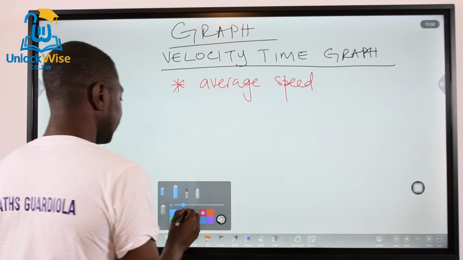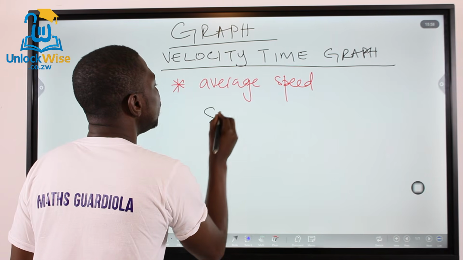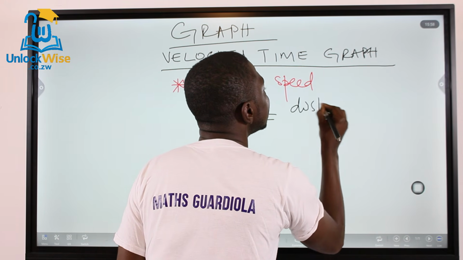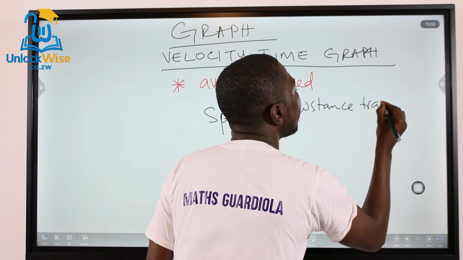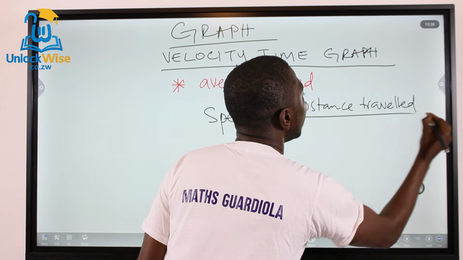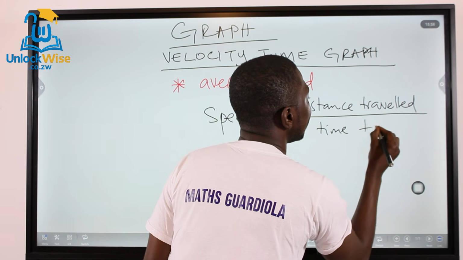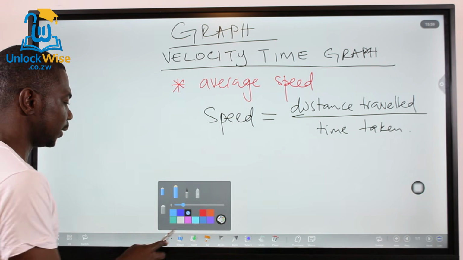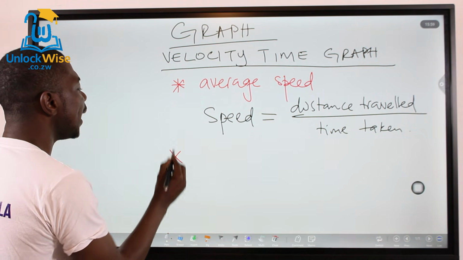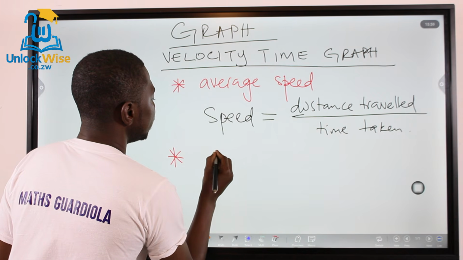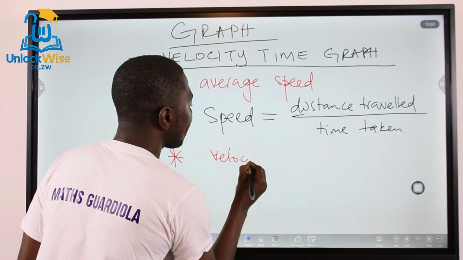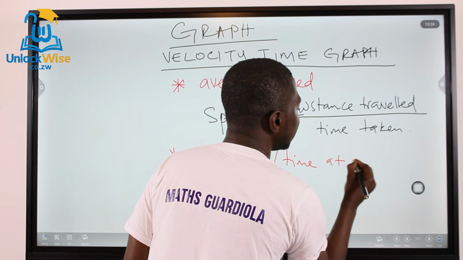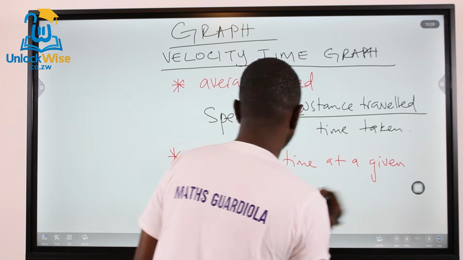Now, from your knowledge of speed, speed is equal to distance traveled over time taken. Okay? Distance traveled over time taken. Right. And we can also be asked velocity or time at a given point.